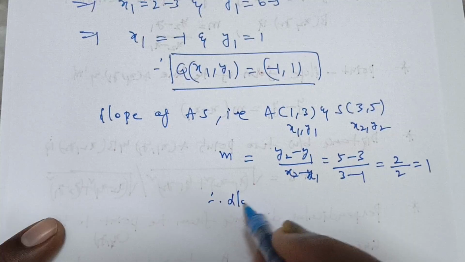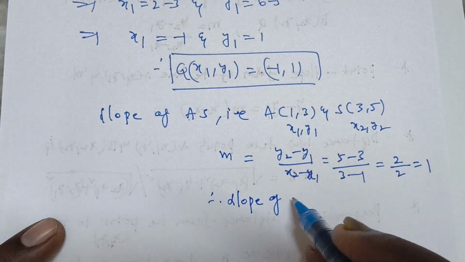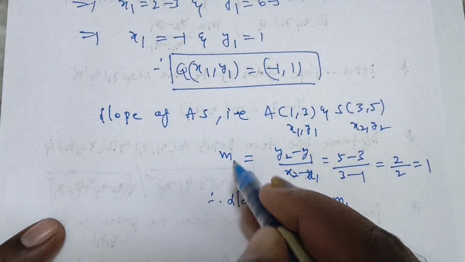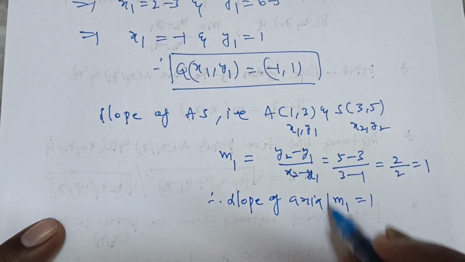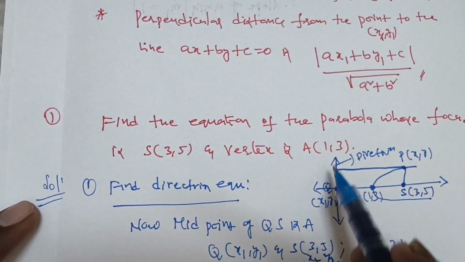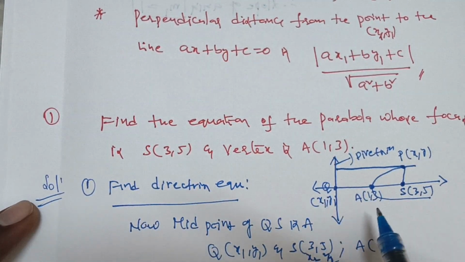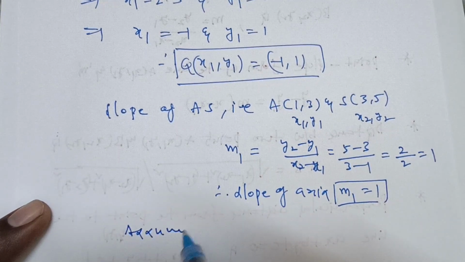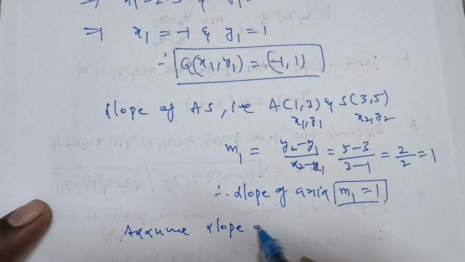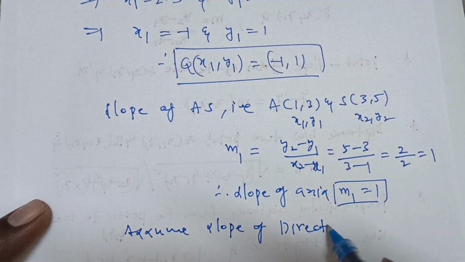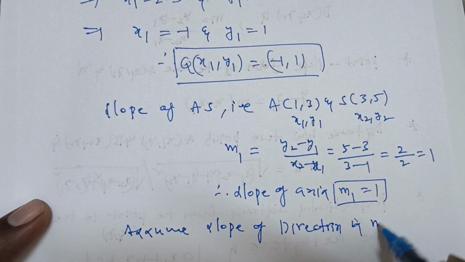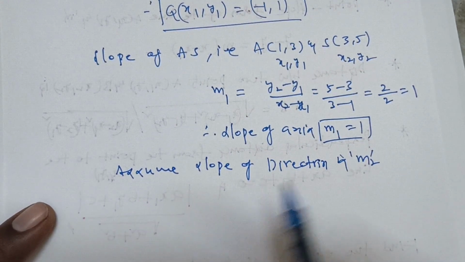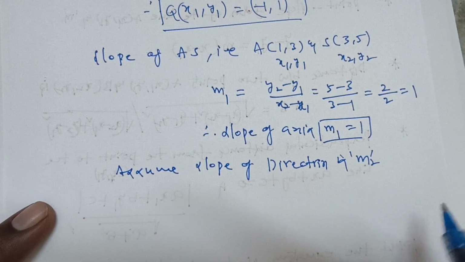Therefore, the slope of the axis, we denote it as m1, is equal to 1. Observe, the axis is perpendicular to the directrix. Assume the slope of the directrix is m2. So here the axis and directrix are perpendicular to each other.